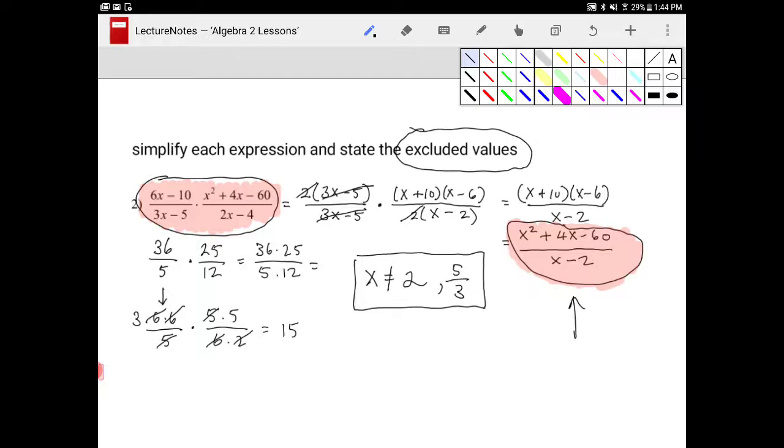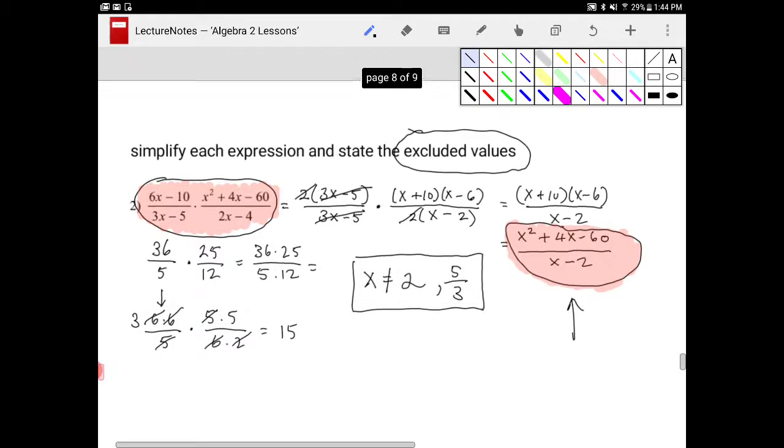So when you're checking for the values that are excluded, all you've got to do is check the original expression that you're dealing with and state what the exclusions are. All right, let's take a look at the next one.